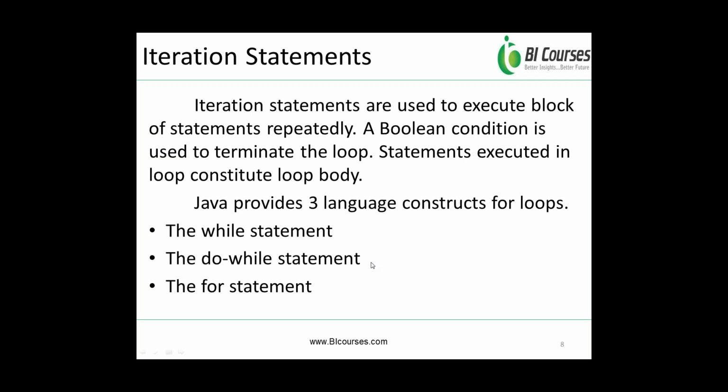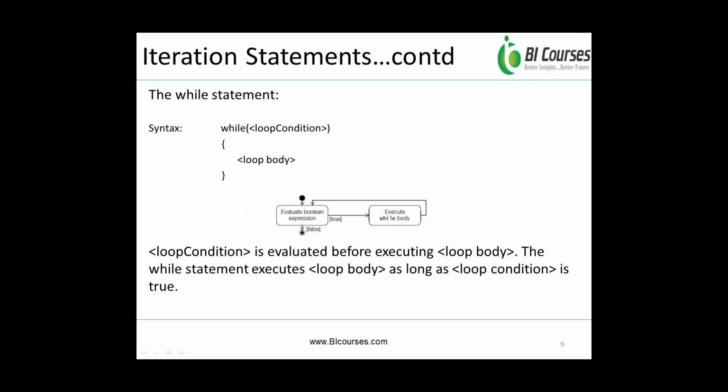Okay, first one is the while statement. What is the syntax of the while statement? While, and here you'll have the loop condition and loop body. So first of all, what will happen? First, it will check the Boolean expression. If that is true, execute the body. Okay, it will execute the loop body. If the expression is true, then execute the loop body, and again check, okay, is this expression true?